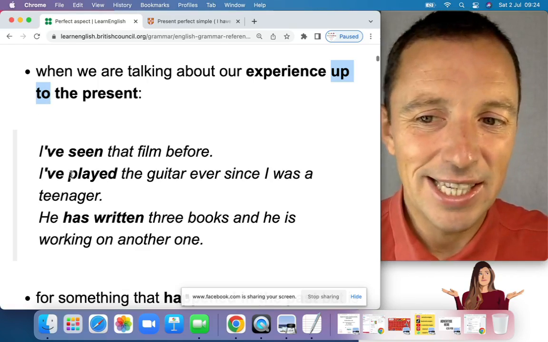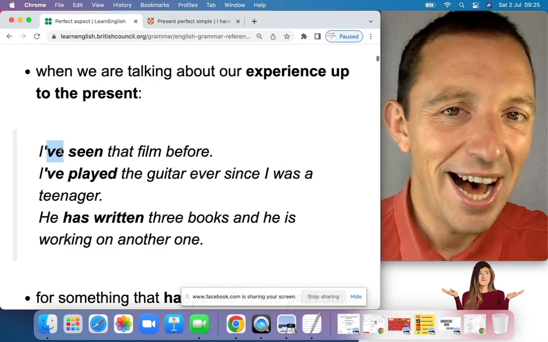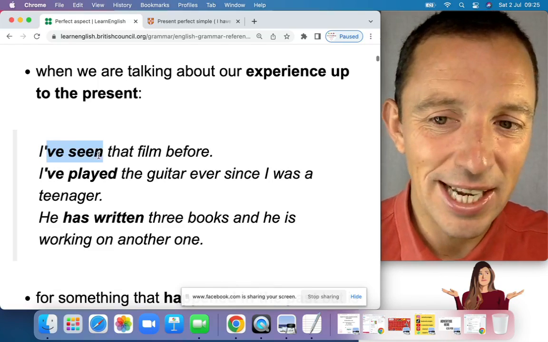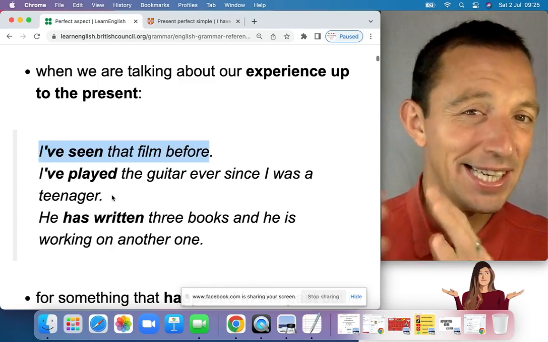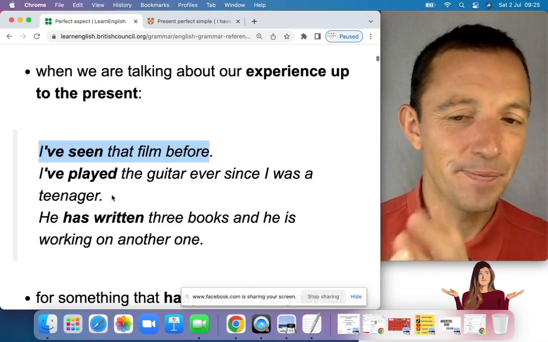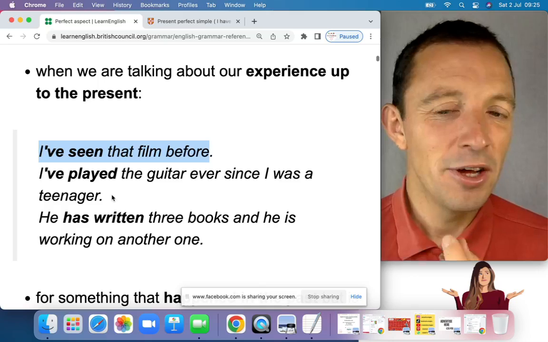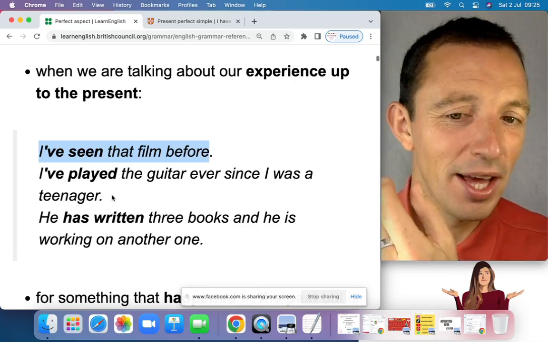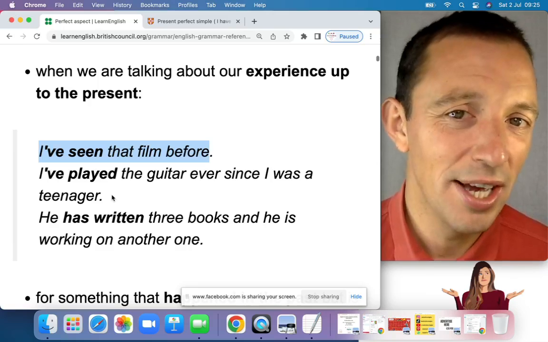So here is the example. Subject, I. Auxiliary, have. Participle, seen. I have seen that film before. This is an experience that happened before the present. So it does not continue exactly, but the consequences are very relevant to the present. This is the second time to use the present perfect.